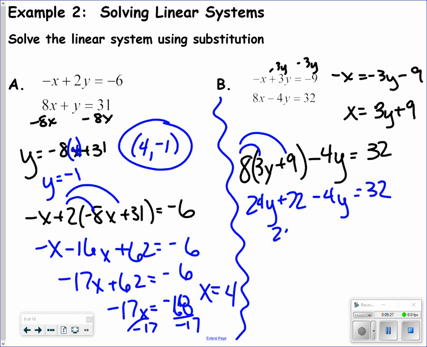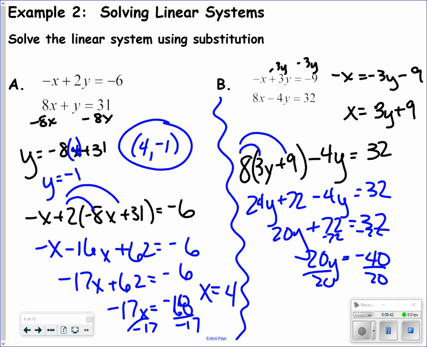Add the like terms together. So 24y minus 4y. Subtract 72, which is negative 40, and divide by 20. I get y to be negative 2.